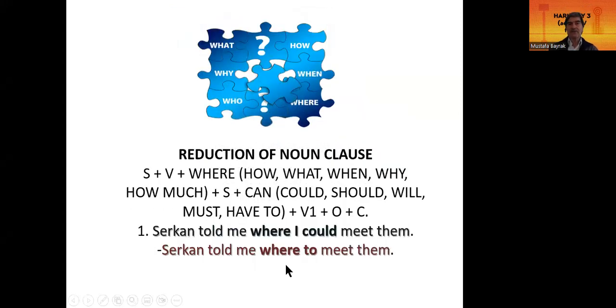Well, now reduction means, as you know, turning clauses into phrases. How? Like this, reduction of noun clause.